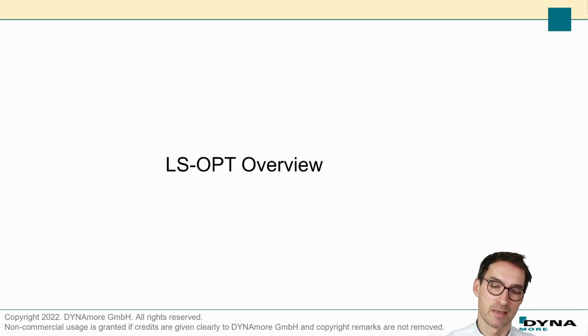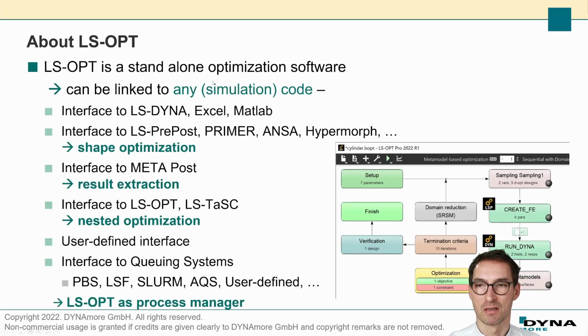Okay, that's it for LS-TaSC. Now let's move on to LS-OPT. What is LS-OPT? As I mentioned in the beginning, LS-OPT is a parameter optimizer. That means every time you can parameterize your model, or what you want to design, what you want to change, you can use LS-OPT. That means you can add a parameter to the shell thickness. You can add a parameter to a nodal location. And if you can do this, then you can run it with LS-OPT and optimize a design.